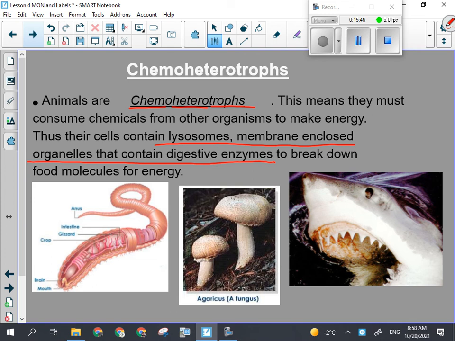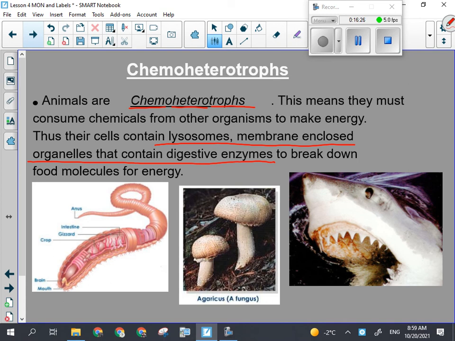What does an earthworm eat? It's a chemoheterotroph because it's an animal, but what does it eat? Nobody wants to say it. It eats dirt. Is there organic material in dirt? Yes, there is. There's all kinds of organic material. Earthworms are really part of the decomposers. They help to break down stuff that's in the soil, and that's what they eat. They're still consuming organic material that was once part of another organism. They just don't have to hunt it.